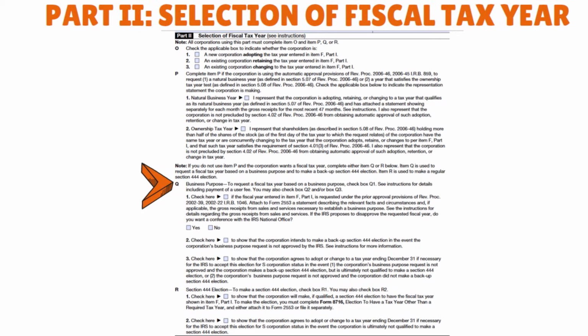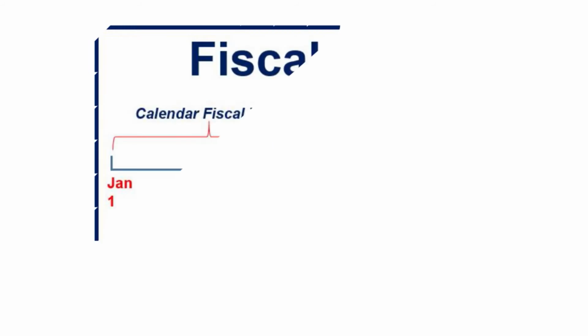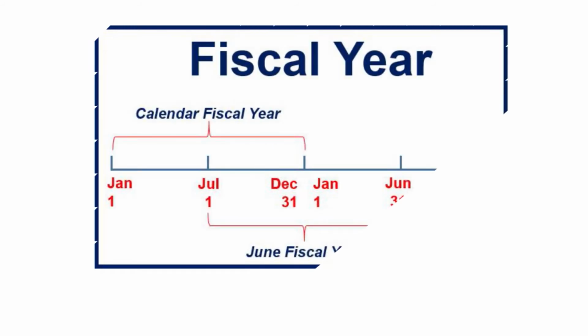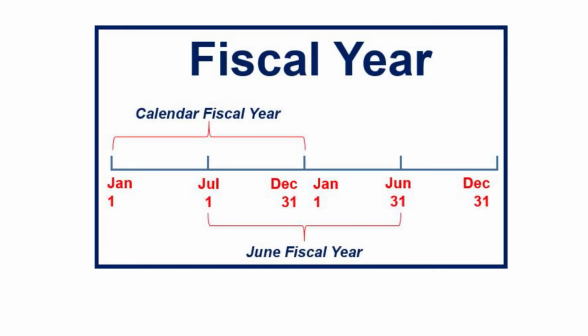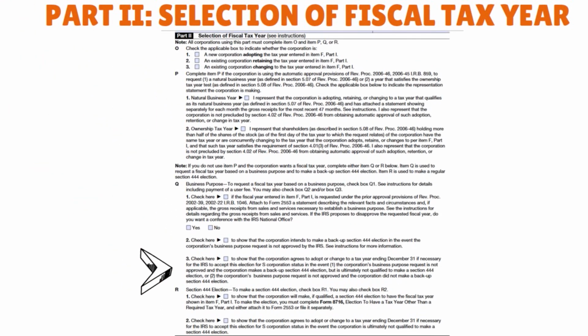And the last criterion here is something called Section 444 tax year. Section 444 of the tax code lets businesses choose a fiscal year ending on specific dates if the business makes periodic tax payments throughout the year. So you want to use item P in Part 2 to indicate if you are using the natural business year or ownership tax year test.